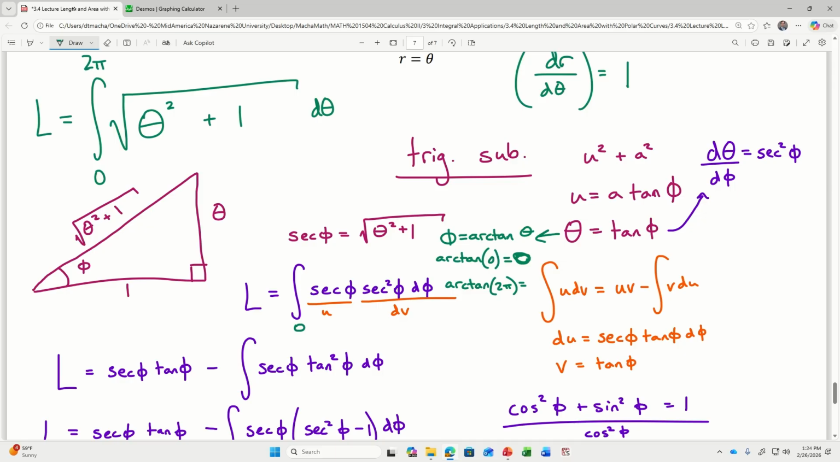Arctangent of 2 pi, I don't think that's a number you need to know. I mean, if you were asked for the arctangent of square root of 3, you might be able to answer that question, or the arctangent of 1, you might be able to answer that question. But arctangent of 2 pi is just a weird number. It is what it is. So our upper bound is arctangent of 2 pi.